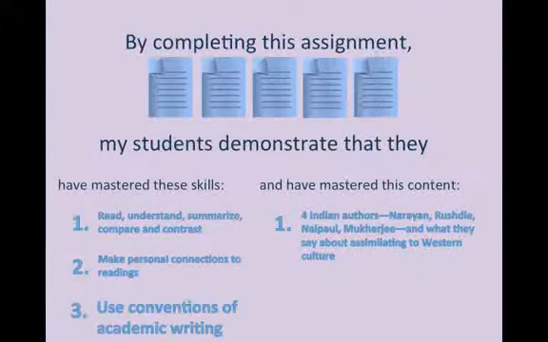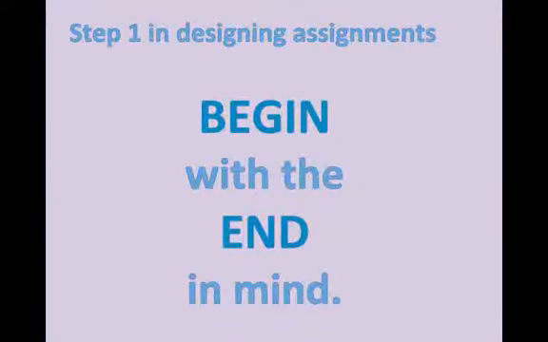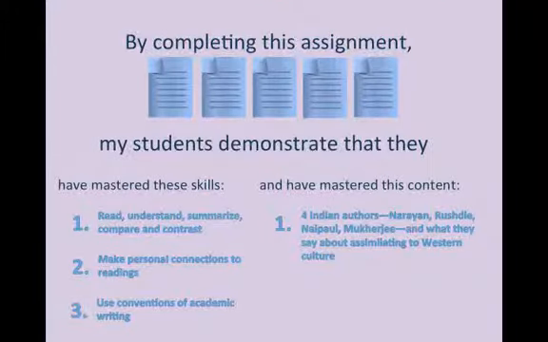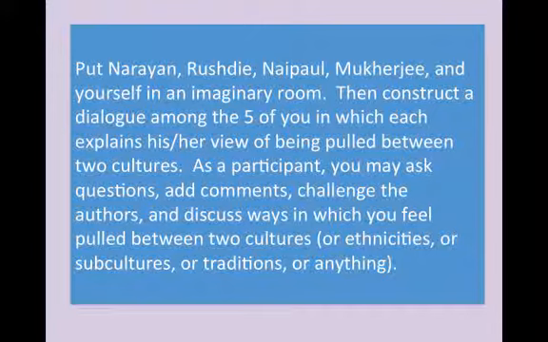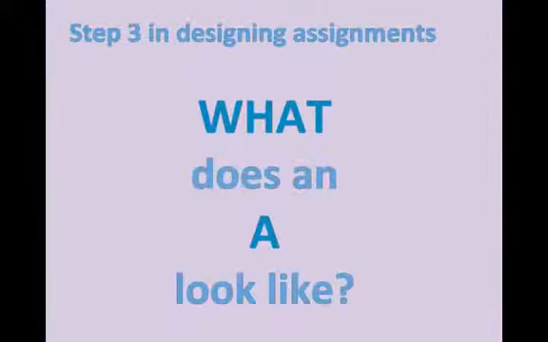So let's review what I've done so far in my assignment. I've begun by looking at the end result I want, by deciding what specific content and what specific skills I want students to master. Then I've chosen an assignment that lets me assess whether the students will have learned that. Then I've decided what components an A paper would have to have.